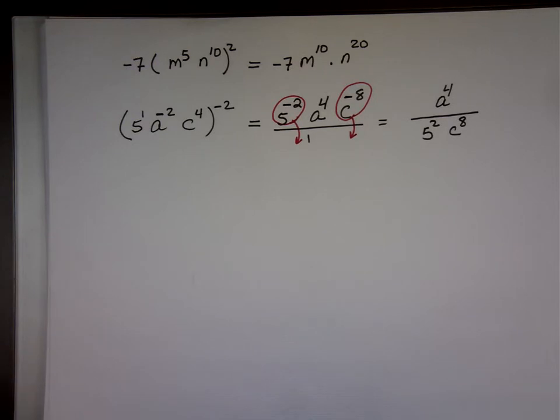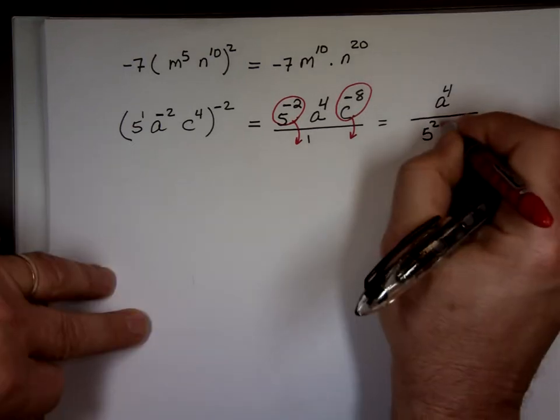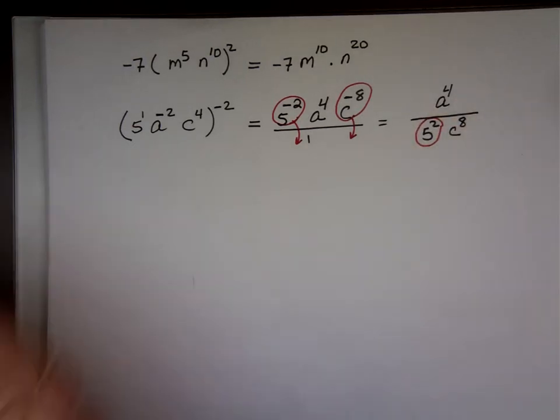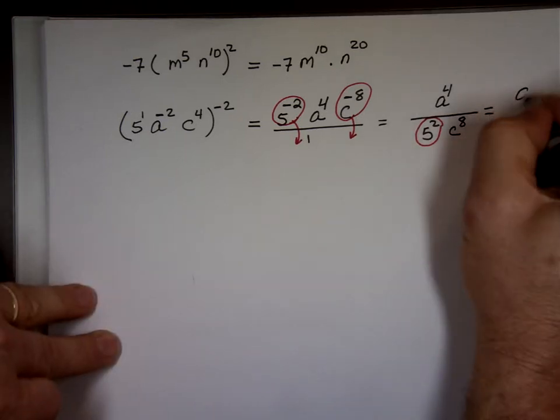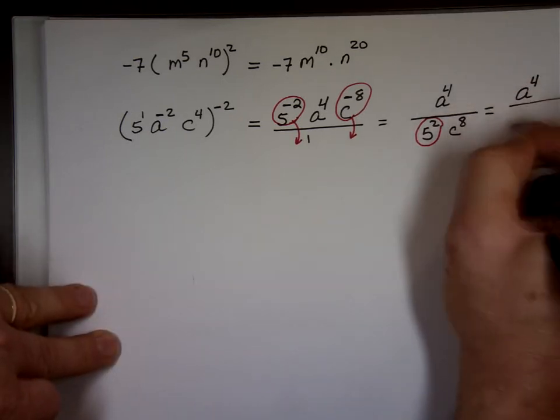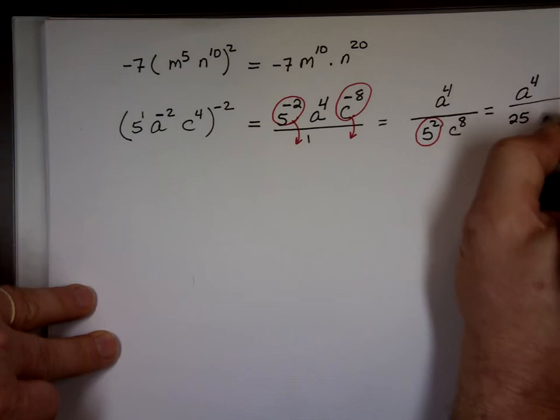Now the next step is, what is the answer to this one? What is 5 squared? 25. Good, 25, so that's A to the 4th over 25 C to the 8th.